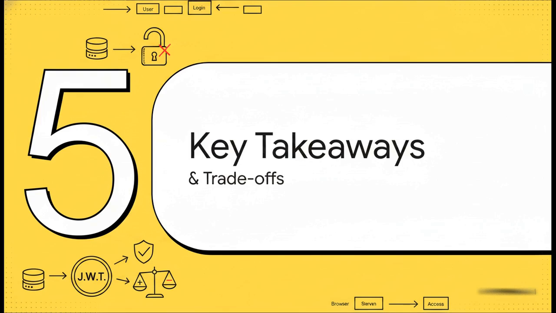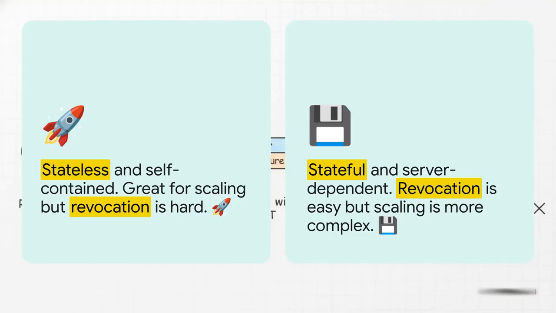Look, JWTs are an incredibly powerful tool to have in your developer toolkit, but they are not a silver bullet. It is so important to understand the trade-offs so you can make the right architectural decision for your app. So let's wrap up with the key takeaways. This chart really tells the whole story. With JWTs, you get to be stateless, which is a massive win for scaling and microservices. The token has all the info it needs.